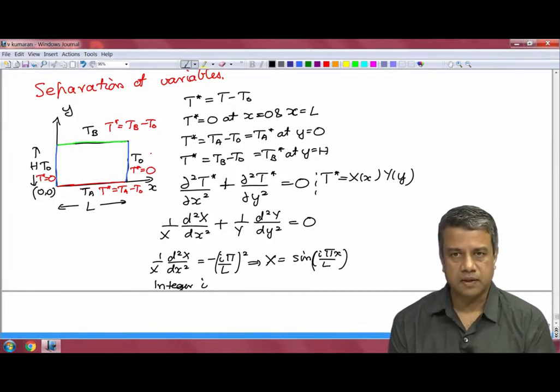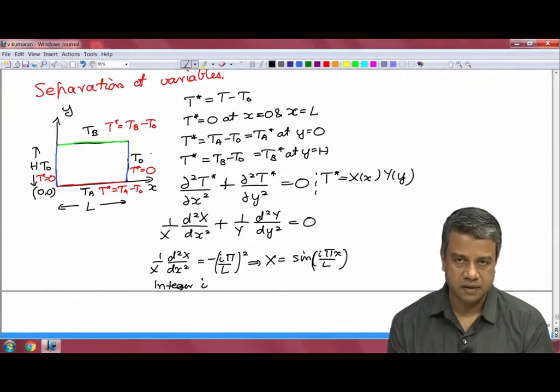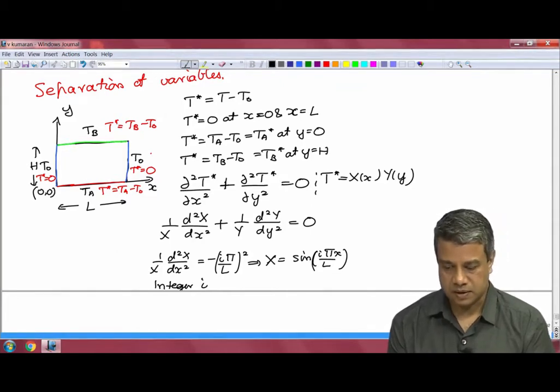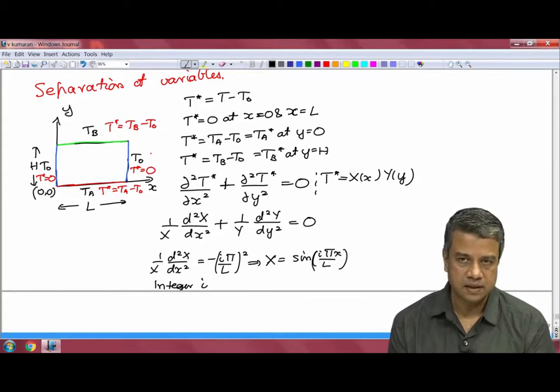If I were to do it in long form, I would say that 1 by X d square X by dx square is equal to a constant. That constant has to be negative because it has to reduce to 0 at both x equal to 0 and x equal to L.